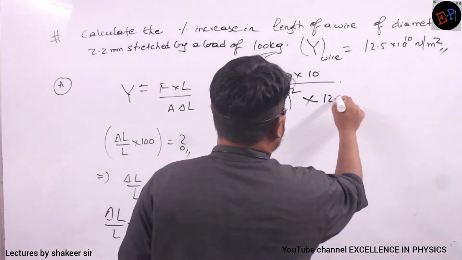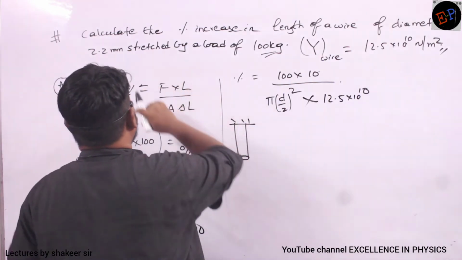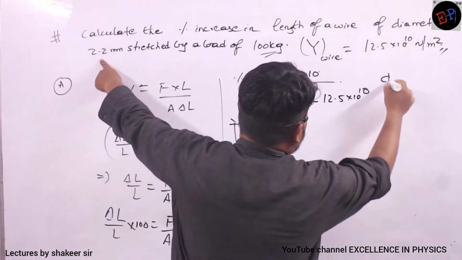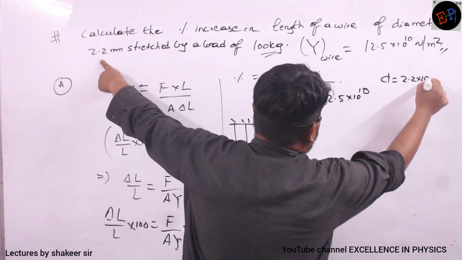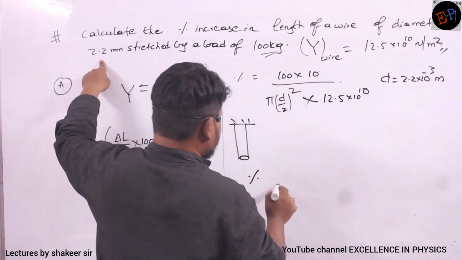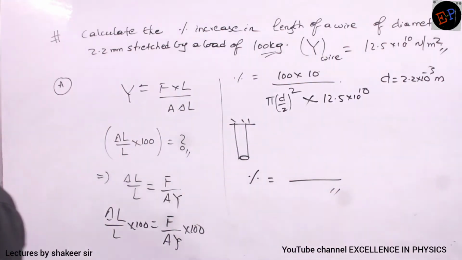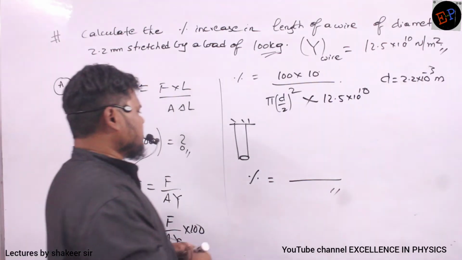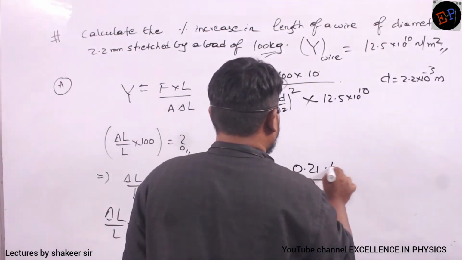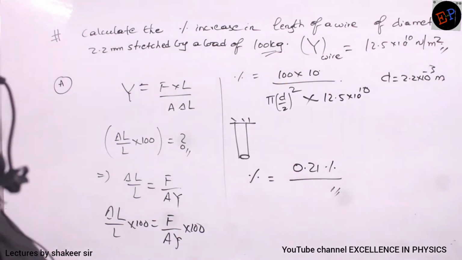Multiplied by, what is the Young's modulus? Young's modulus is 4.5 multiplied by 10 power 10. Diameter is already given, 2.2 mm. So diameter you can write as 2.2 into 10 power minus 3 meter. Substitute all these values, whatever answer you get, that is the percentage change in length. You should get 0.21 percentage. 0.21%, that is my answer. Is it clear? Direct formula, that's it.